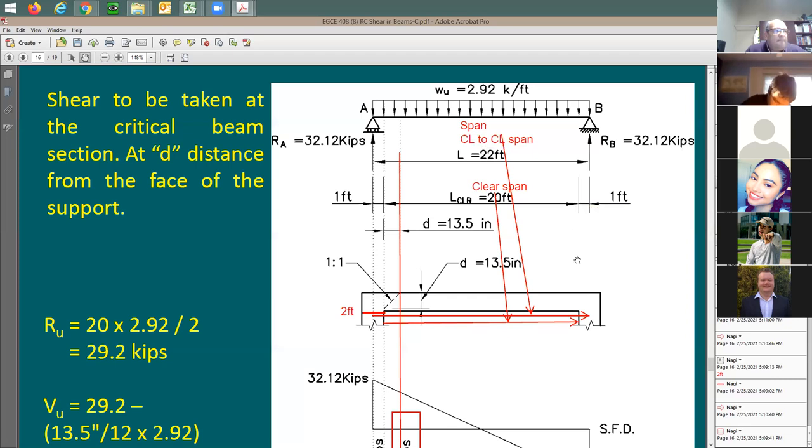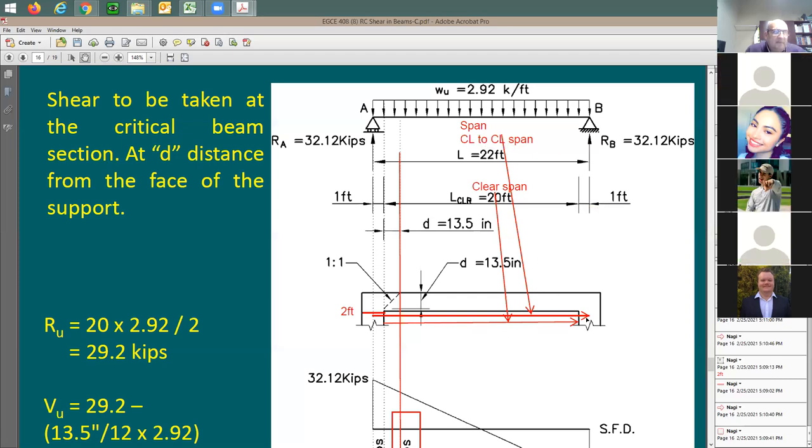Let's say I know the center to center. What's the clear span from face to face? Yeah, like what it shows here. Now the depth of the beam is 13.5, I know that, which means the critical section of shear is going to be at a distance d away from the face of support.